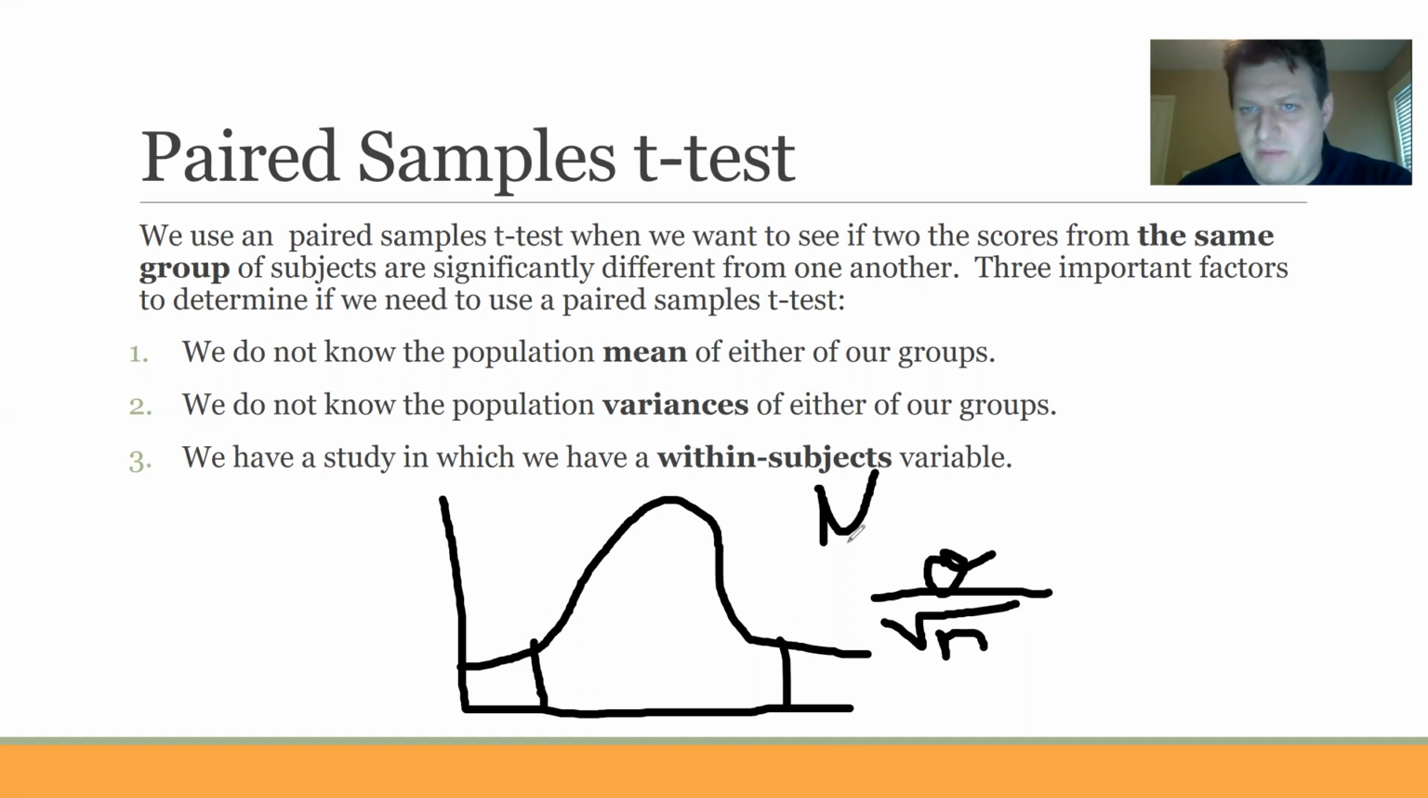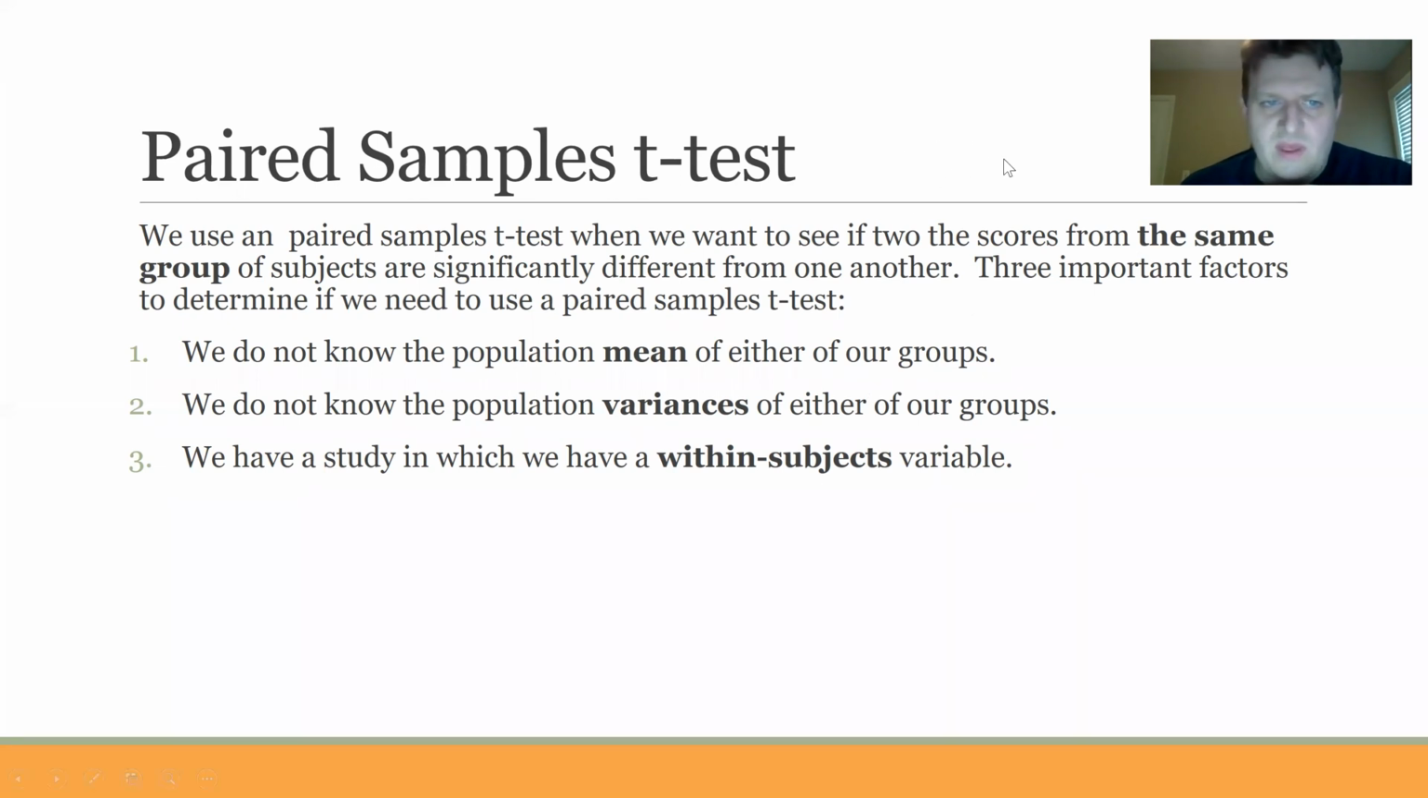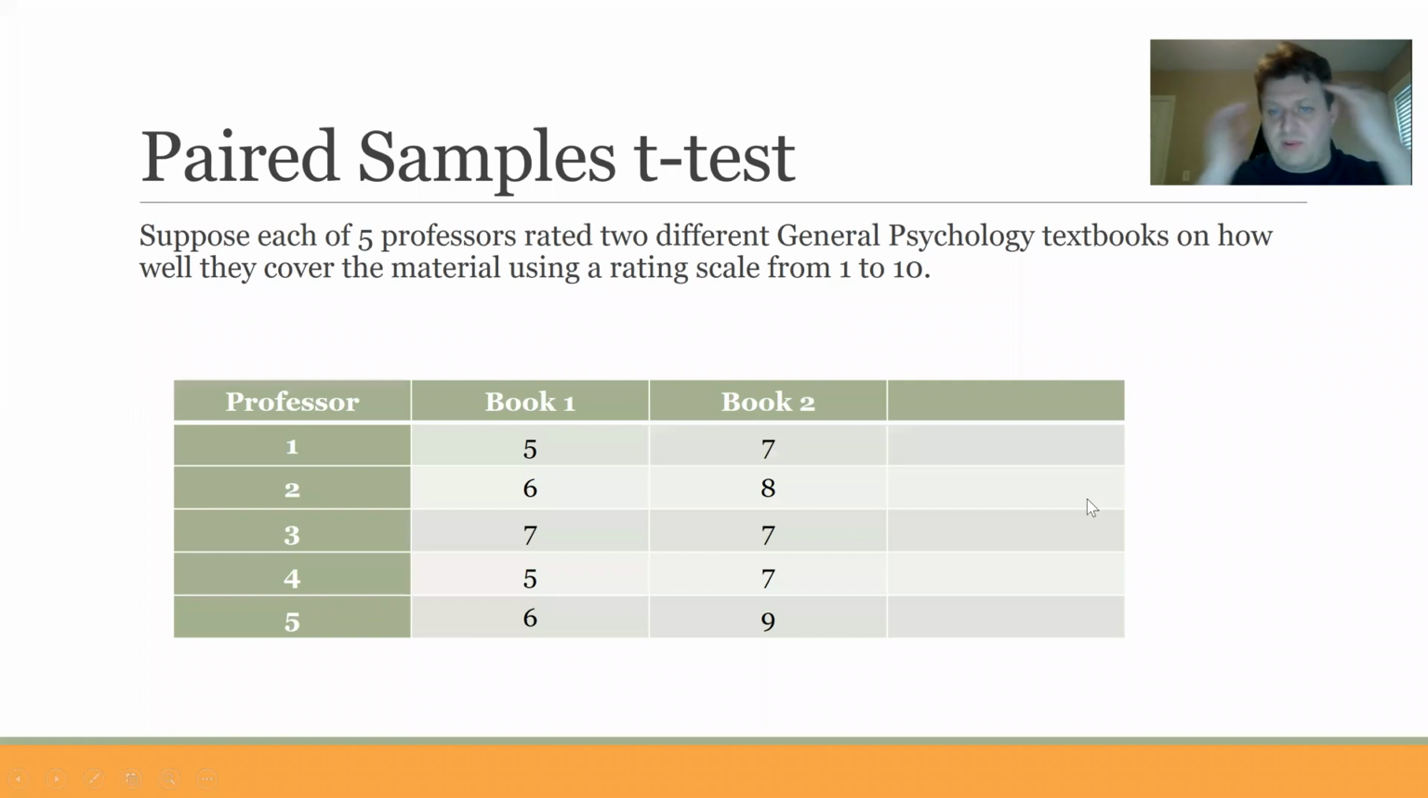But like the independent samples t-test, we have a problem. We don't know the population mean, so we've got to estimate that. And we don't know what the sampling distribution or the standard error is, so we've got to estimate that as well. All right, so how are we going to do this? Well, here's the problem that we're going to start with.